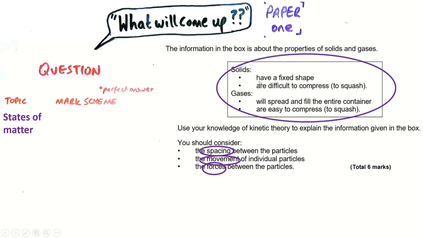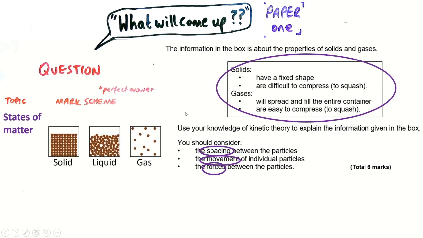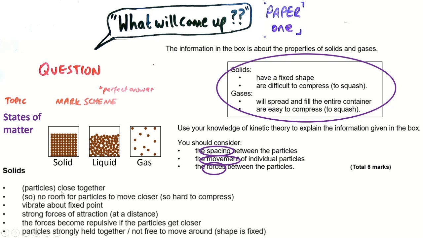So let's have a look at what different things you could get marks for here. Now we should know the spacing should be the easy part of this answer really, because between the particles we should know that particles in solids are close together and that there's no room for particles to move closer. Now this question is about those properties, so it says they are difficult to compress. So the idea is that the particles are close together, as you can see from the diagram, so that they can't be compressed. The movement of the particles in a solid, you can talk about them vibrating about a fixed point, so essentially vibrating but not having any overall movement left or right or up or down.